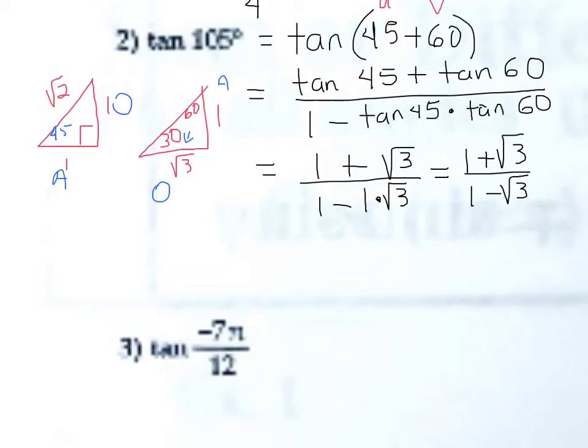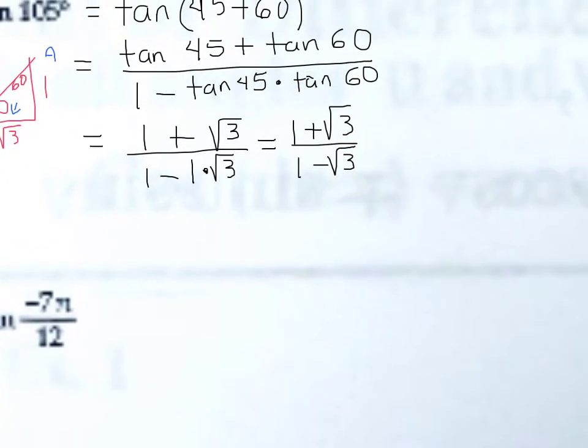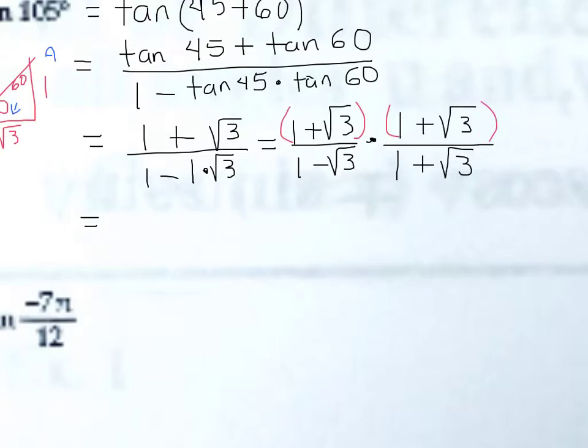1 plus square root of 3, and the bottom is a problem because of the square root of 3. We cannot have a radical on the bottom. So we have to multiply by the conjugate of the bottom binomial. When you multiply those two, you have to use the FOIL method. Think about these as binomials, and use FOIL.